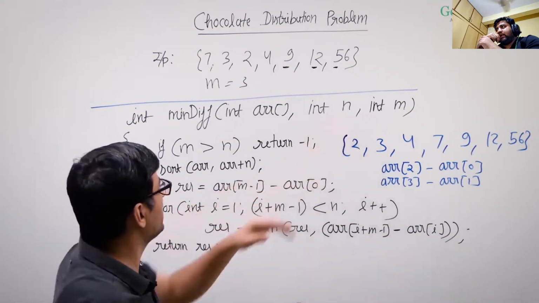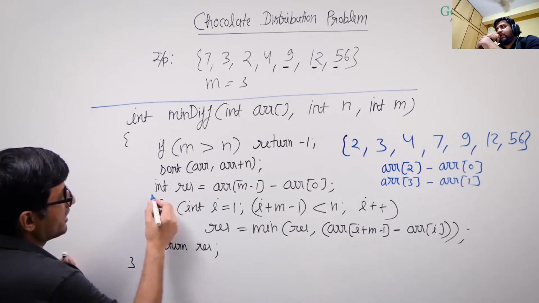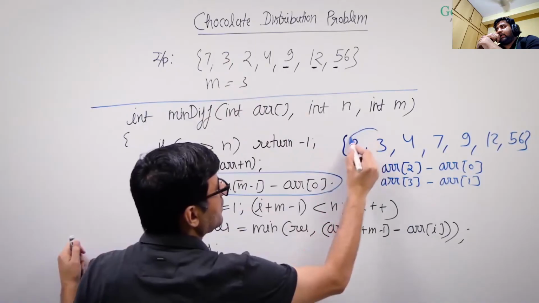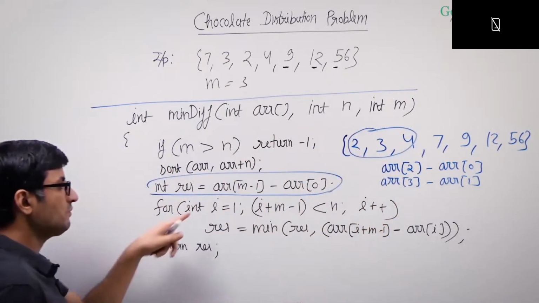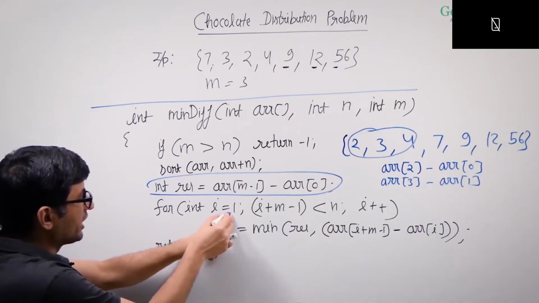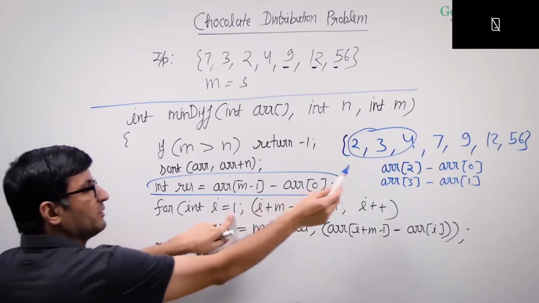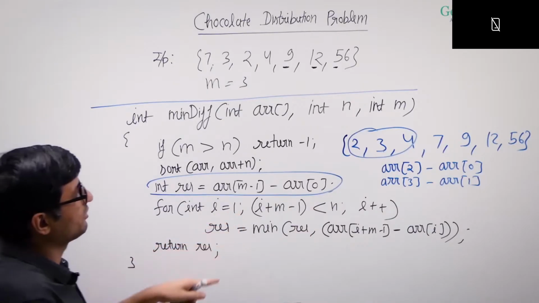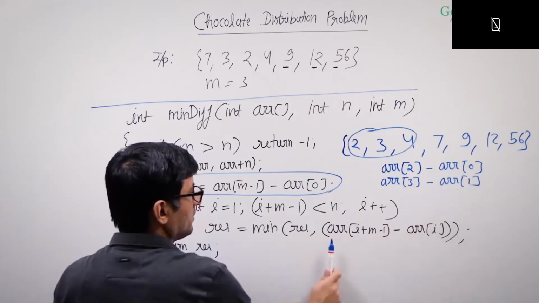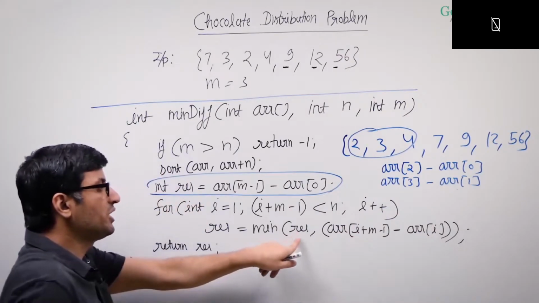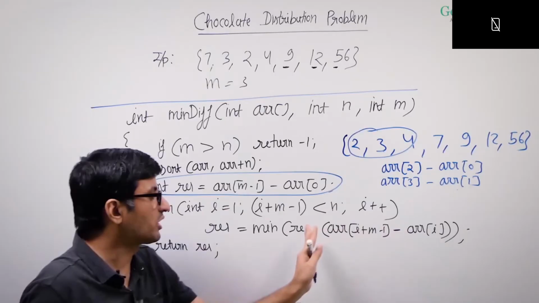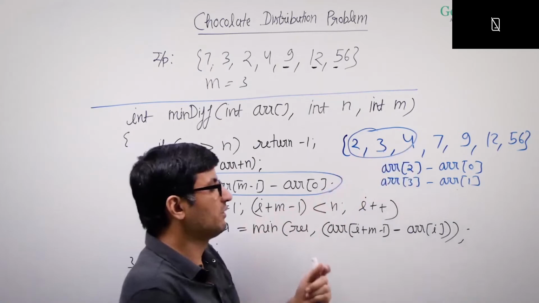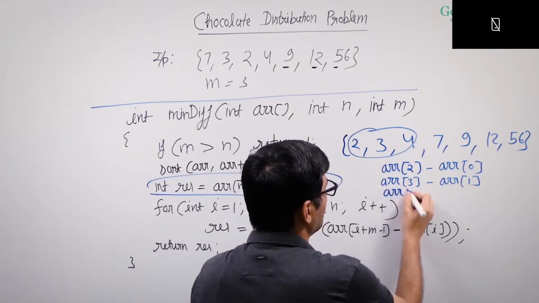Now, after you sort the array, you initialize the result as the first minimum difference. This 3 after sorting is your initial result value. Then you traverse all the remaining elements starting from the second element. So you start from here. For this element, you find this difference, array 3 minus array 1, and you compare it with the current result. If this difference is smaller than the current result, you update the current result. Then you go to this element, and you find out array 4 minus array 2.